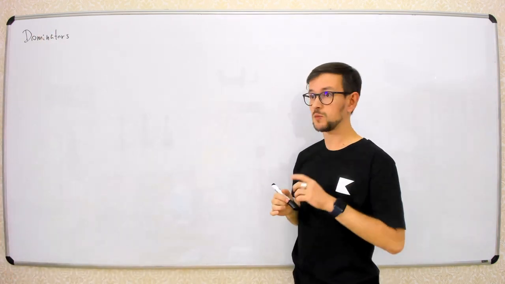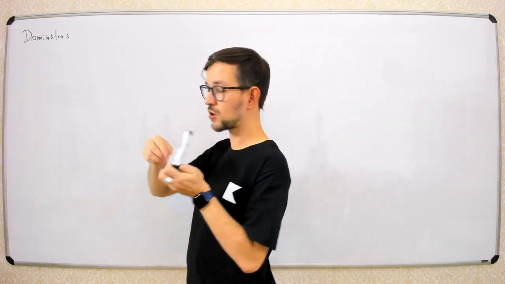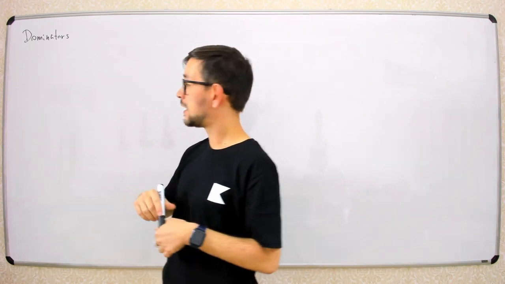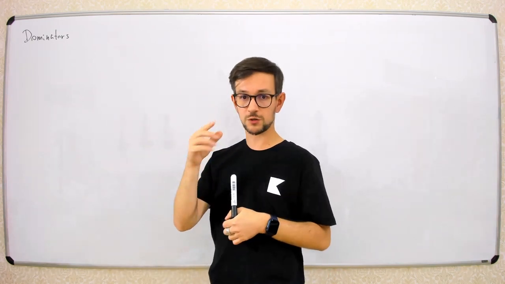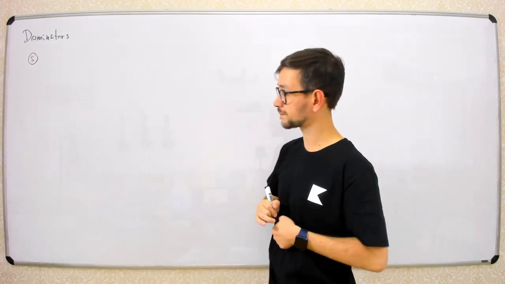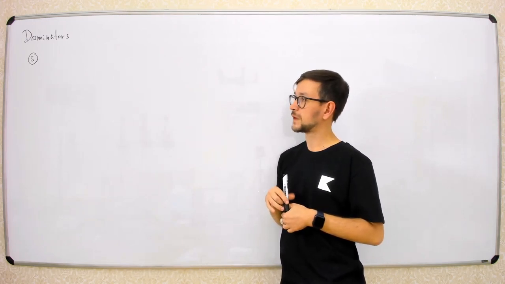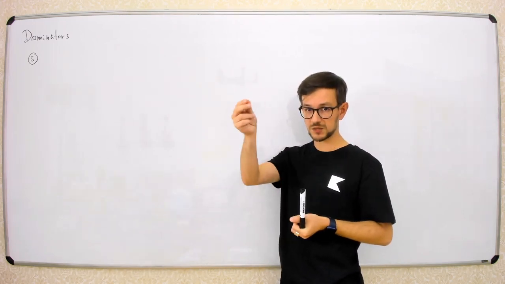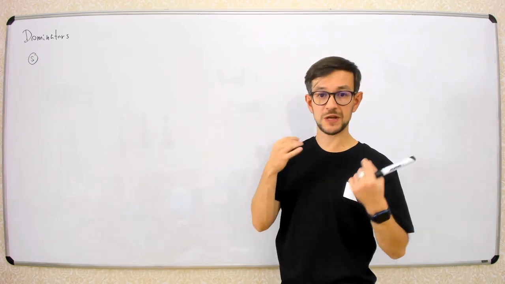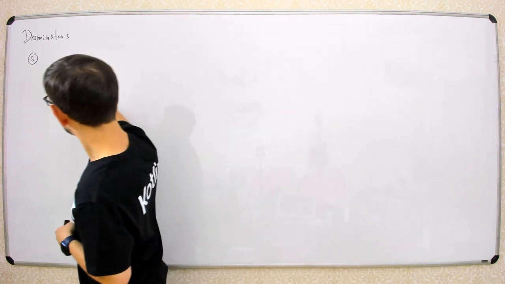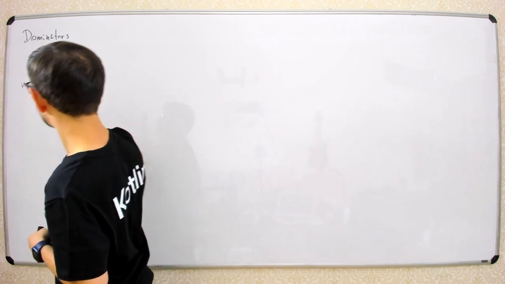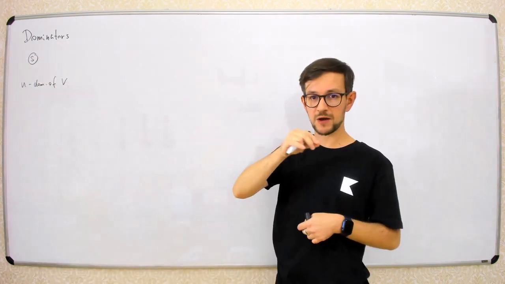What is a dominator? A dominator is a special node which is on your way to another node. So imagine you have a directed graph. In this directed graph, you have one special node. It's called the source. So you have a special node S. That's all. So you have some directed graph and a special node in this graph. And what you want to do is to find the dominators. What is a dominator? Vertex U is a dominator of V if it appears on every path from node S to node V.